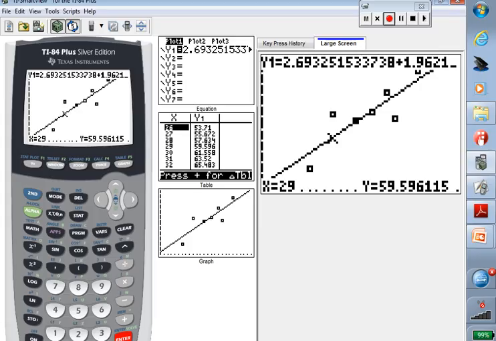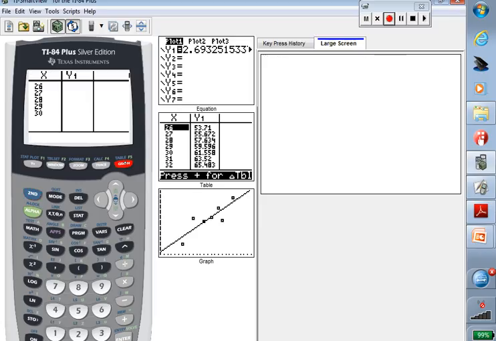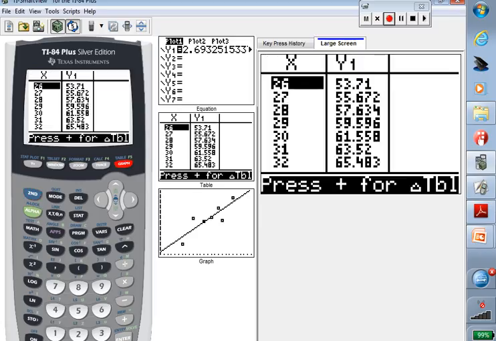Other option for you, second graph will give you your table. So you could arrow through your table and just get the specific x values you need. So 26, 29, 32, 34, etc. So your choice. You can get them, you can go to the graph.